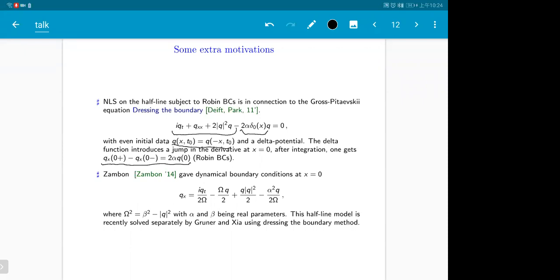And there are certain so-called dynamic boundary conditions in this form. They are fully nonlinear boundary conditions, and these boundary conditions were obtained by Zhang. They are fully nonlinear boundary conditions that are integrable. This model, the half-line NLS model with these boundary conditions, was recently solved by these two authors.